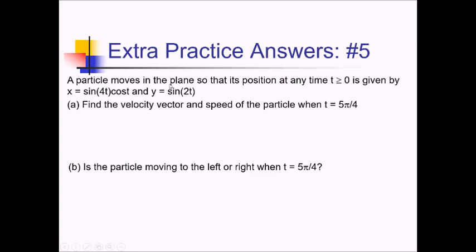So to get the velocity vector at that time, we just have to find x prime and y prime of 5 pi over 4. Now, because I'm just taking the derivative of functions that I already know at a specific value, I don't actually have to show what the derivatives look like algebraically. I can just take the derivative on my calculator and give back the number. So let me go ahead and do that.